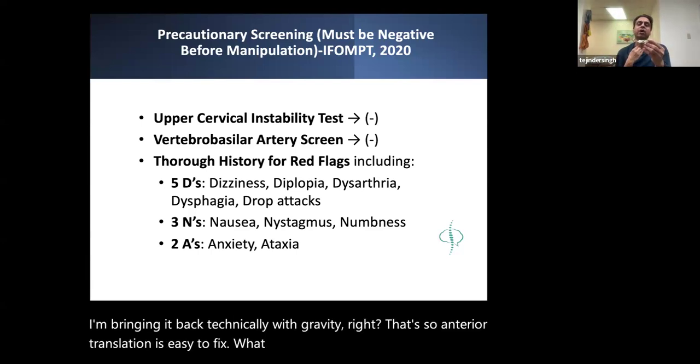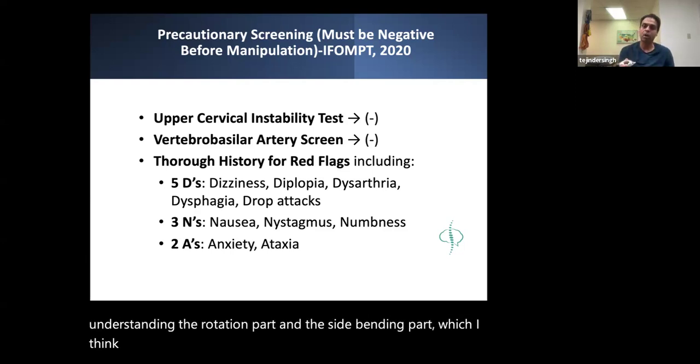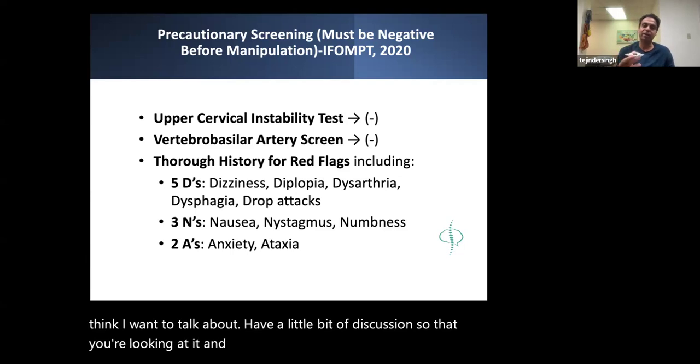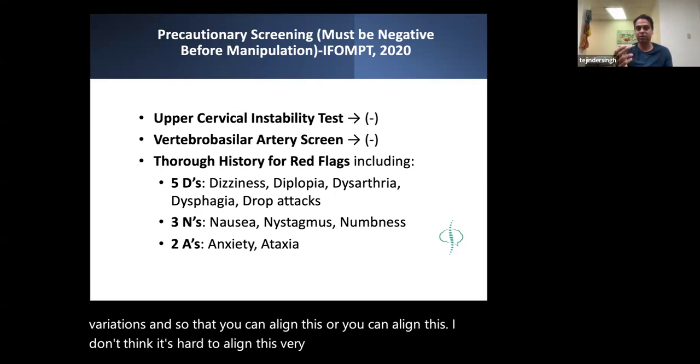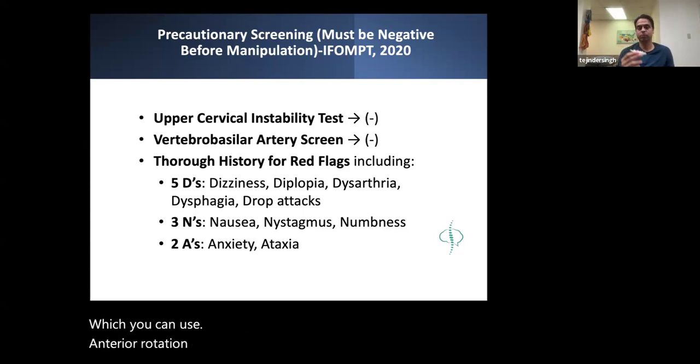Where most of you would struggle is understanding the rotation part and the side bending part, which I want to talk about, have a little bit of discussion so that you're looking at it and understand the kind of subtle variations, so that you can align this, or you can align this. I don't think it's hard to align this. Very simple. There are a wide variety of techniques which you can use for rotation and for side bending.